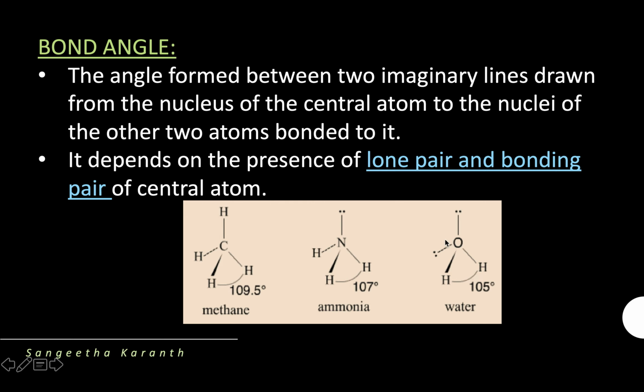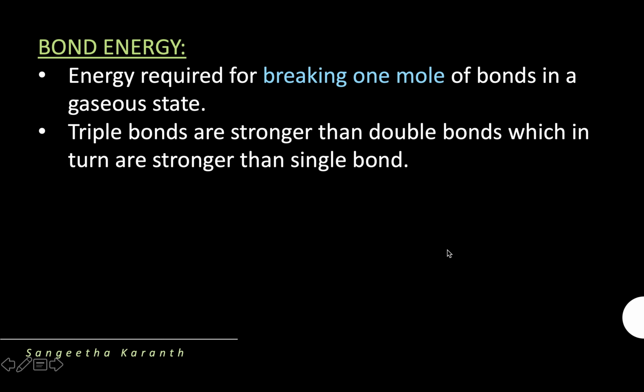Here, as you can see, there are two lone pairs around the central atom oxygen. So what happens here is there will be lone pair repulsion as well as lone pair bond pair repulsions. Because of this, the two bond pairs will still come closer to each other, and hence the bond angle will decrease from 107 degrees to 105 degrees. So the bond angle depends on the number of bond pairs as well as lone pairs that are present on the central atom, sorry. Okay, next coming on to bond energy.